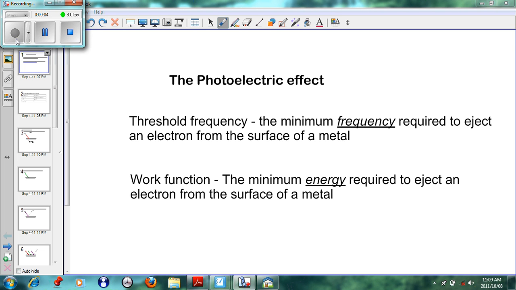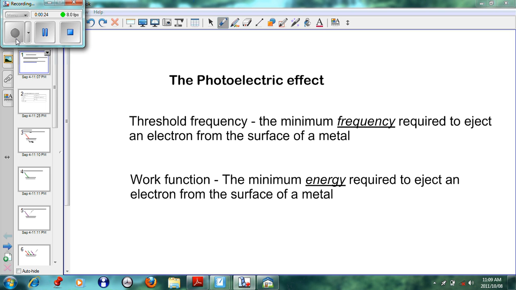Today we are looking at the photoelectric effect. Now, the photoelectric effect has to do with what happens when light falls onto a piece of metal. Is the energy of the light absorbed by the metal, or is that energy used to eject electrons?